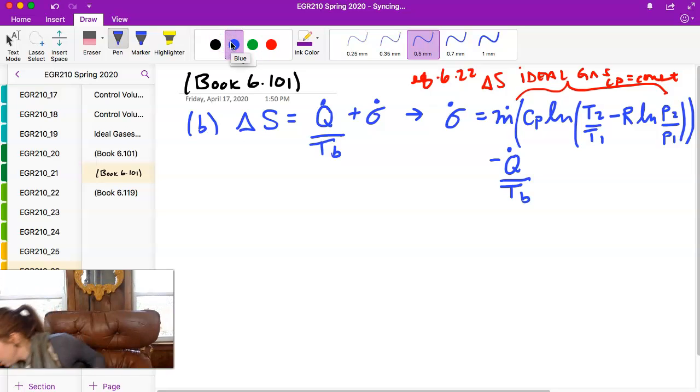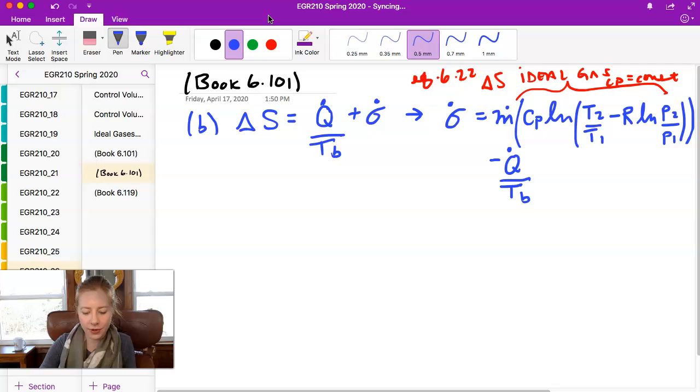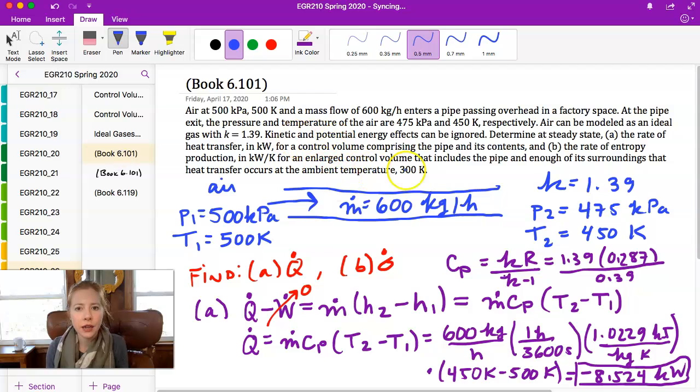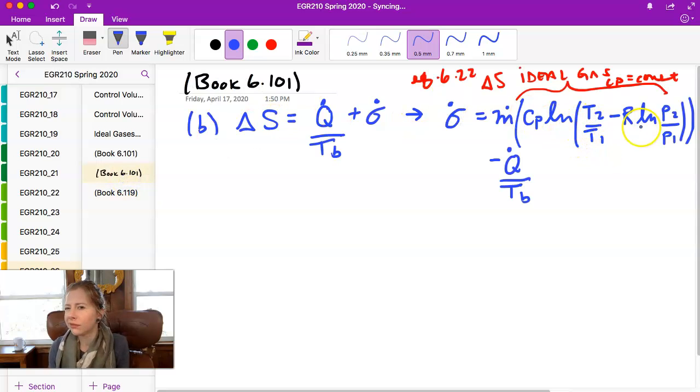Okay, let me get my notes, which I threw on the floor. Okay, now, where was I? All right, so we're looking for the entropy production. And we got Q dot in part A. We are given TB. Our ambient temperature is TB. That's 300 Kelvin. And so I think we have everything we need.